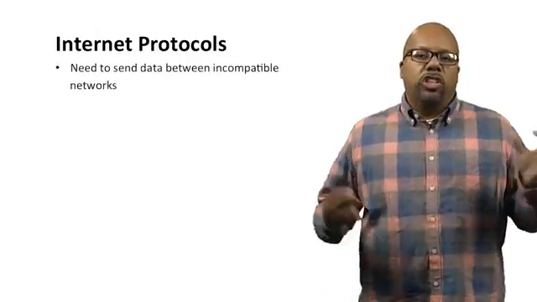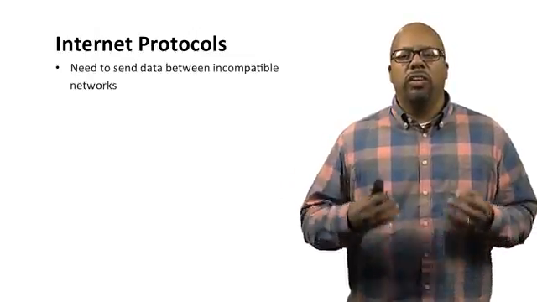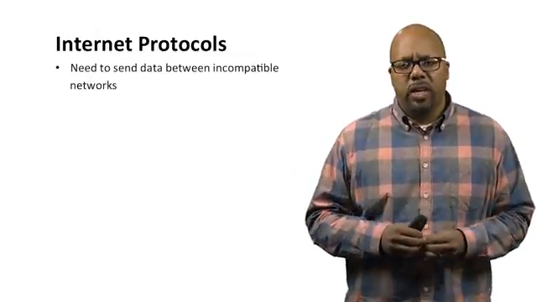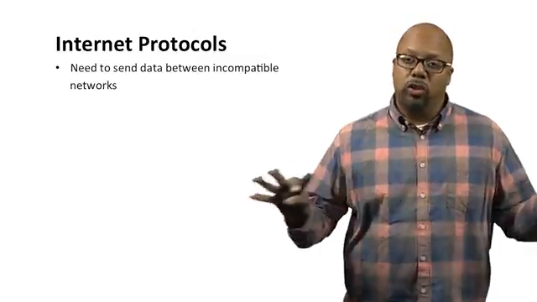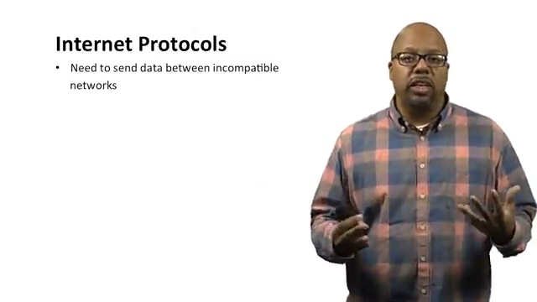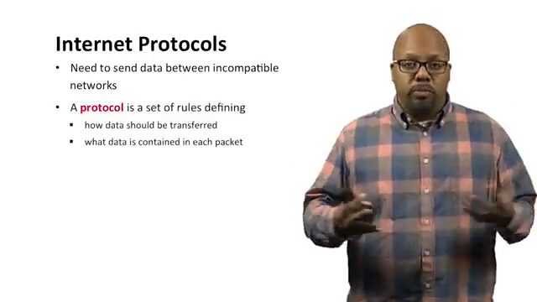So the structure imposed, the way all these random local area networks talk together, is through the use of these internet protocols. You need to send data from one local area network to another, and you don't have control over the individual networks, but they still need to communicate somehow. So how do you do this? Generally, you use a protocol, and internet protocols, right?